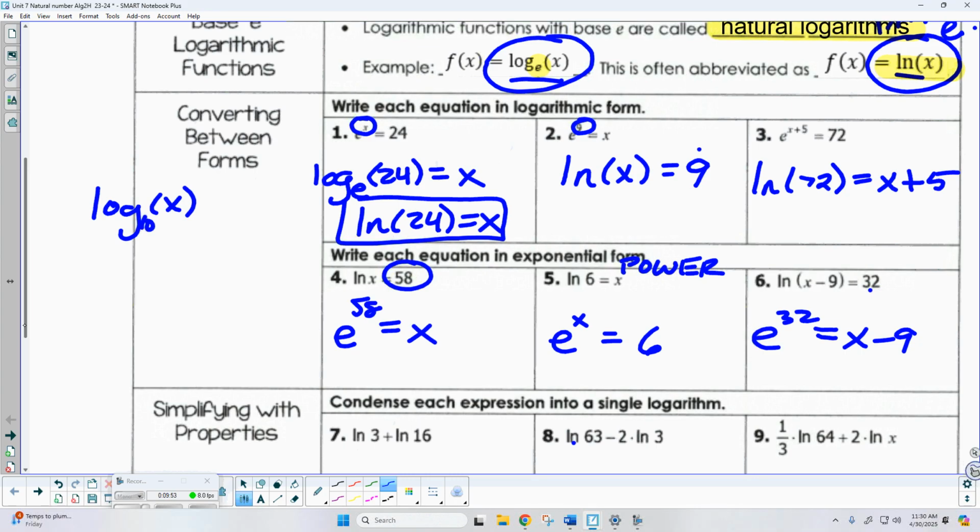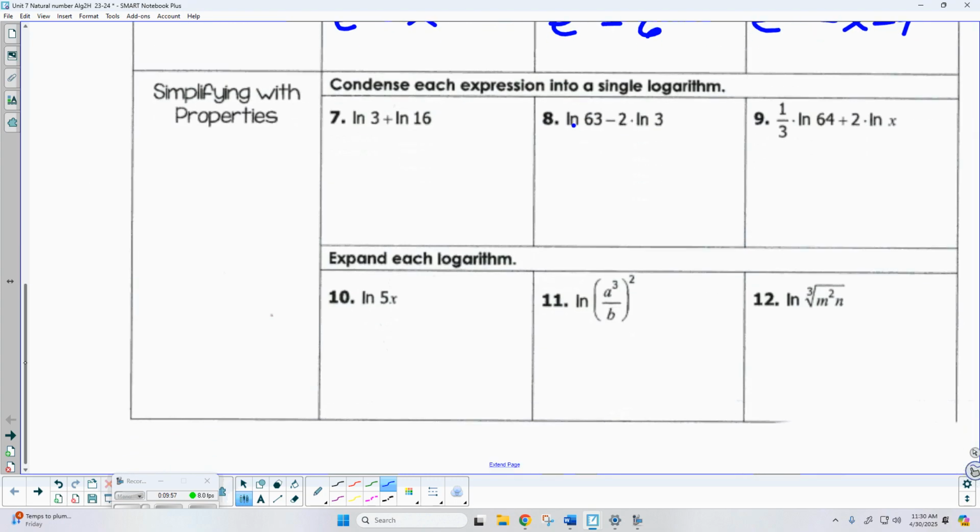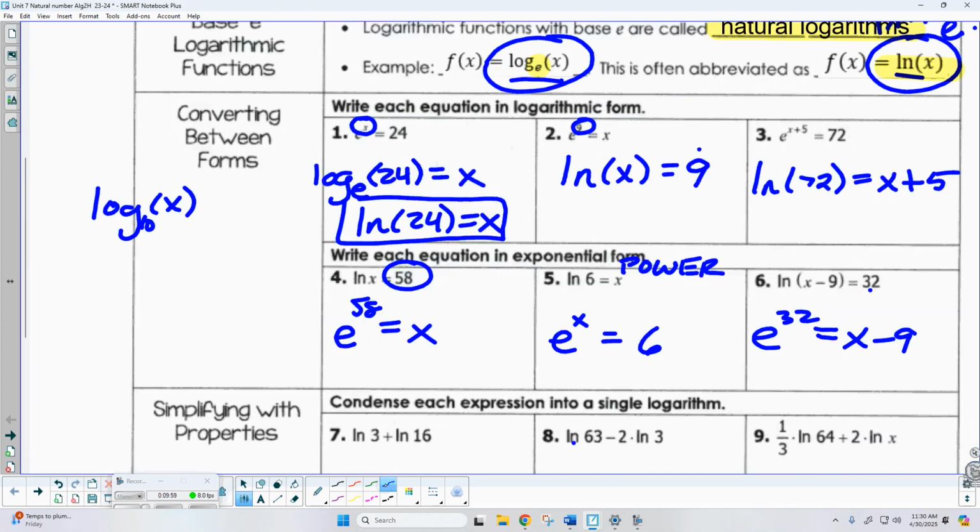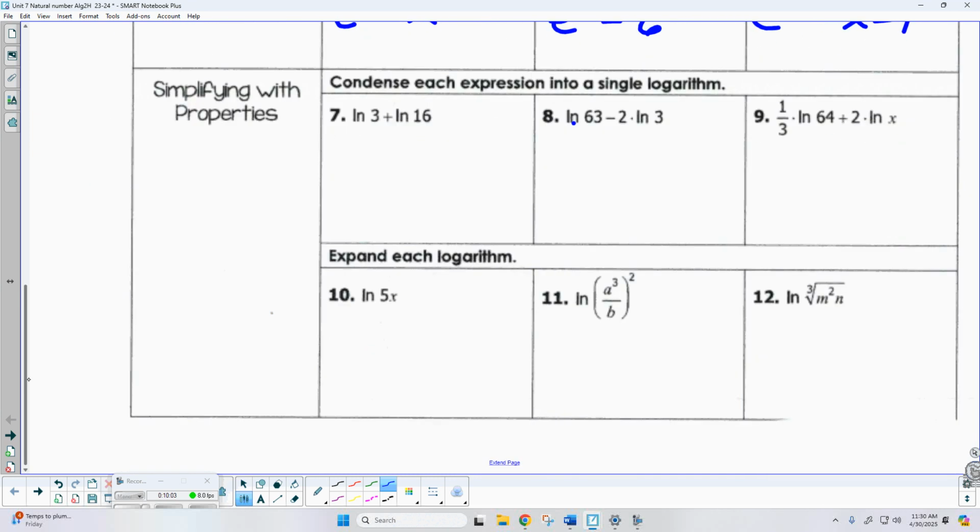Okay, all right. Well, now we're going to get into the properties. It's the same idea, so I can give you some examples over here. Let's say I have log base 3 of 2x. If I'm multiplying inside a log, how would I separate those terms? Would I add or subtract?